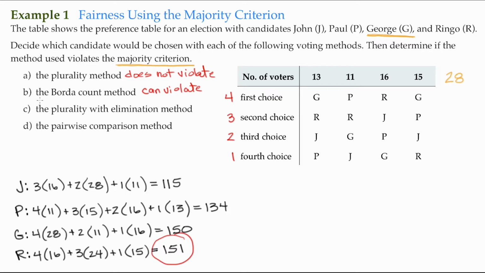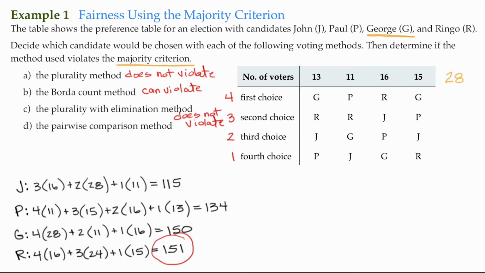So we move on to C, and we do the same thing. If a candidate has a majority, can another candidate win the election using the plurality with elimination method? Now, this method is designed specifically to address the majority criterion. If there is no candidate with a majority, then a series of elimination rounds is used until a majority is achieved. But we already have a majority here, so George is the majority, so the plurality with elimination method does not violate the majority criterion.